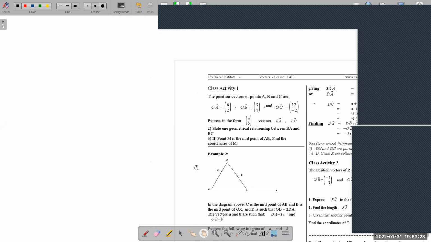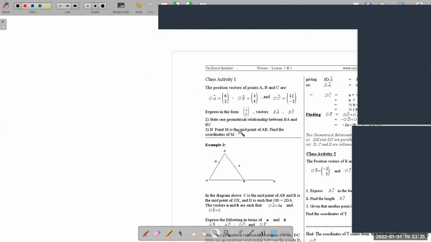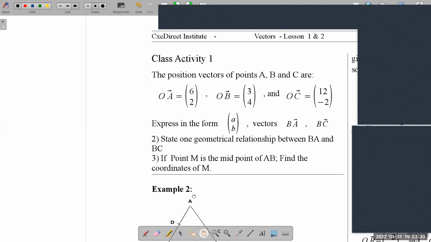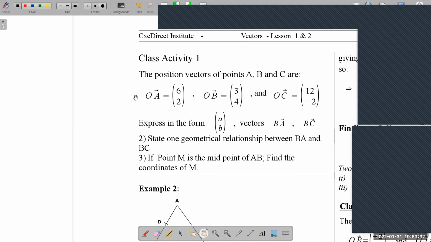All right, so let's go. We're picking up on momentum. So let's look at this first question here. Let's look at what they gave us. They gave us the position vectors already. Everybody with me? They gave us OA, they gave us OB, and they gave us OC.